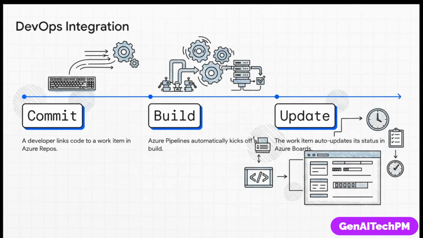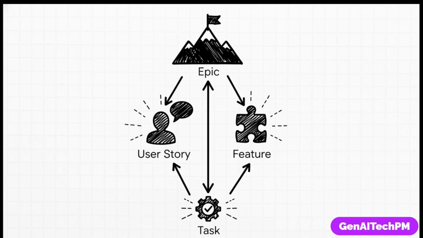And this is where the real magic happens: integration. When a developer commits their code, that single action can automatically kick off a new build, and at the same time, flip the status of the task in Azure Boards from in progress to done. This automation is a huge time saver, and it gives you perfect traceability from the code all the way back to the original requirement.